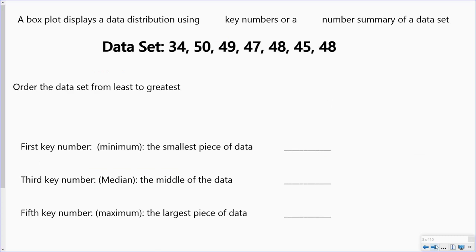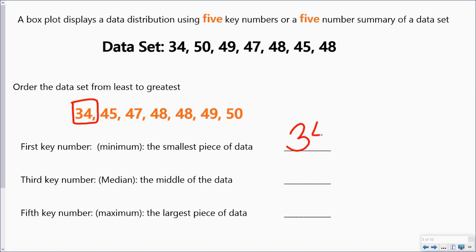A box plot displays data using 5 key numbers, also known as a 5-number summary of a data set. The first thing we need to do is order the data from least to greatest, and we do that here. The first key number is our minimum. Remember that the minimum is the smallest piece of data, and our smallest piece of data is 34. So that is our first number that we need.